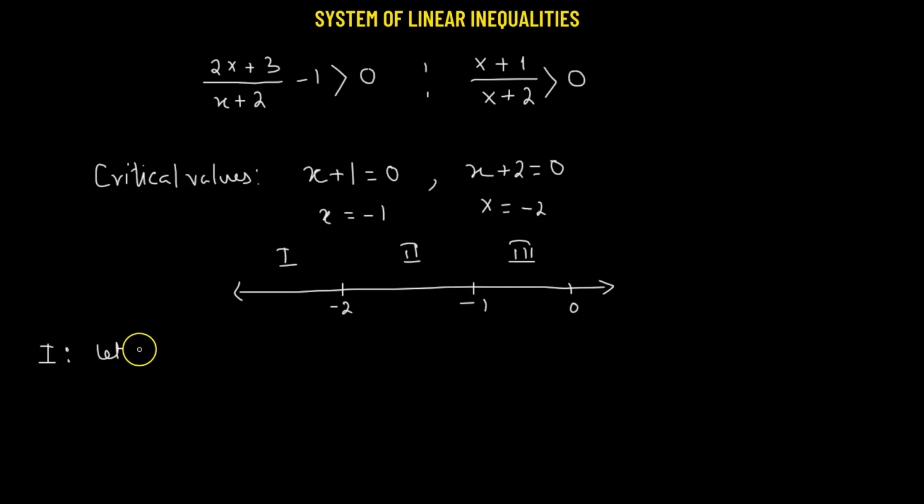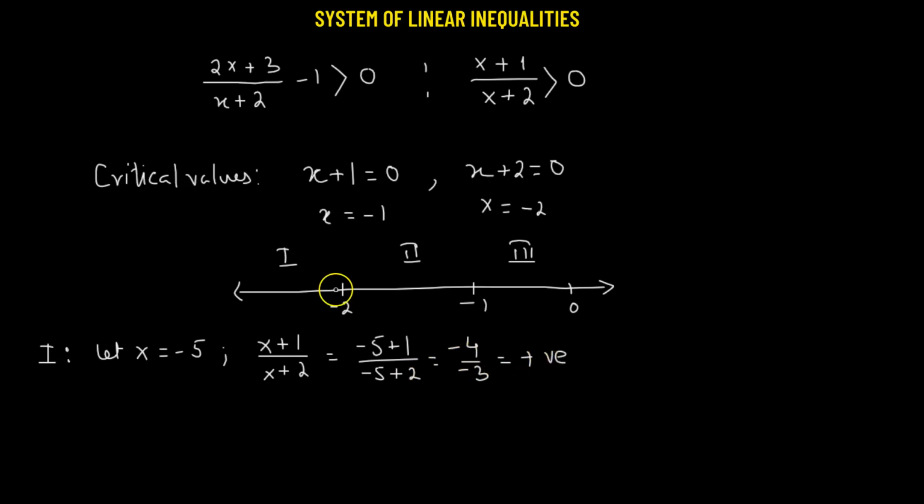So we will consider region number 1. Here, let's say we take the value of x to be equal to negative 5. Then we will substitute x equals negative 5 into our expression x plus 1 divided by x plus 2. So that means we will have negative 5 plus 1 divided by negative 5 plus 2. So that's going to give us negative 4 divided by negative 3. So the negative and negative cancel out. That leaves us with a positive value. So we are only interested in the sign.